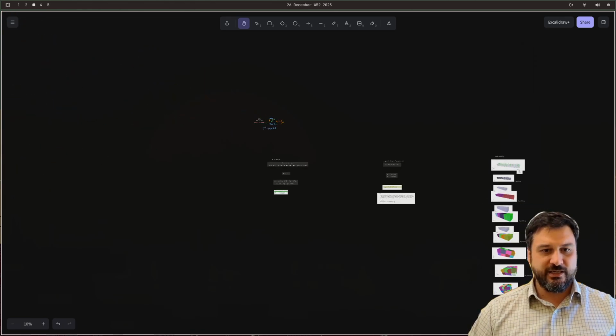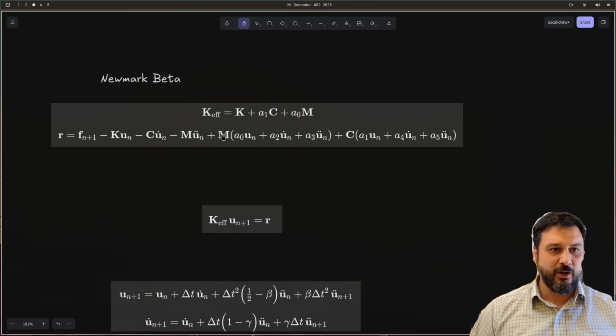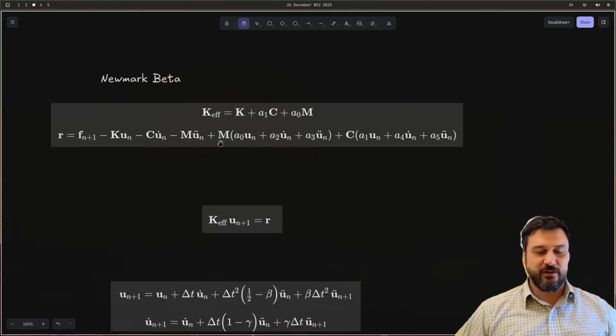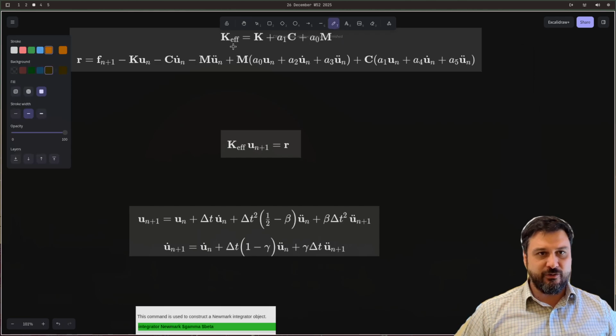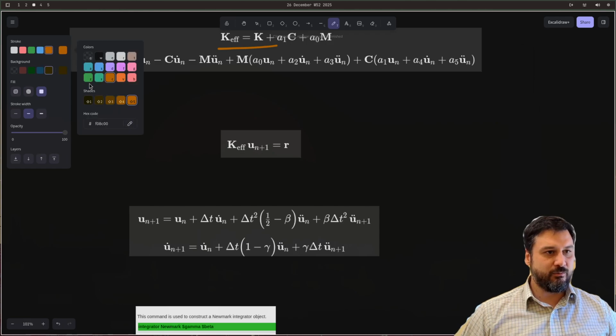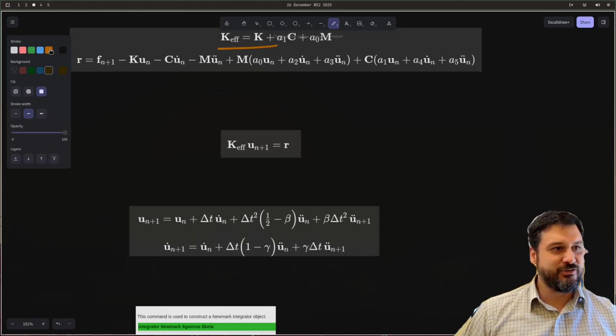In OpenSees, we're used to doing the Newmark beta method. This is what us structural engineers grow up with. The basic idea is that you form an effective stiffness like so. Let me get a little, what's the color palette here? Why don't I have a red? Anyway, let's use this brown color.